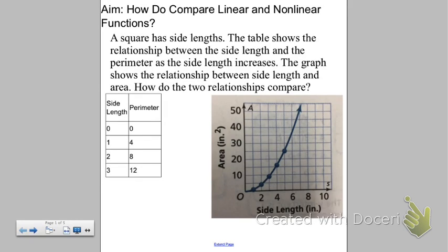Today's lesson is on how do we compare linear and nonlinear functions. A square has side lengths. The table shows the relationship between the side length and the perimeter as the side length increases. The graph shows the relationship between side length and area. How do the two relationships compare? Take a second to copy down the problem with the graph and the table.